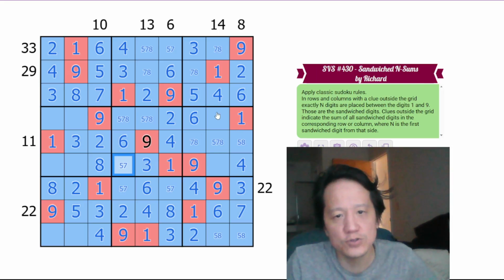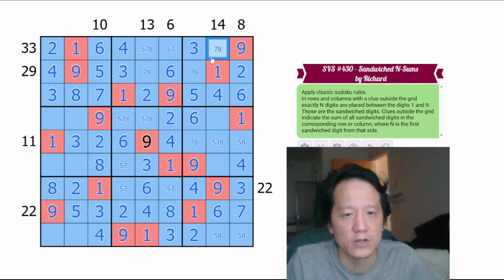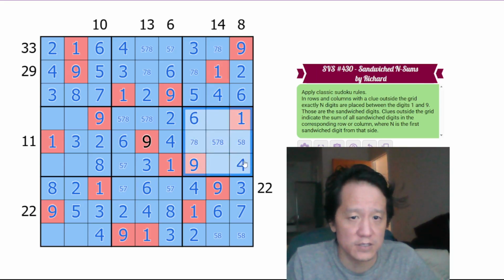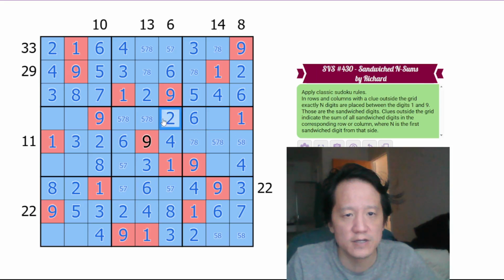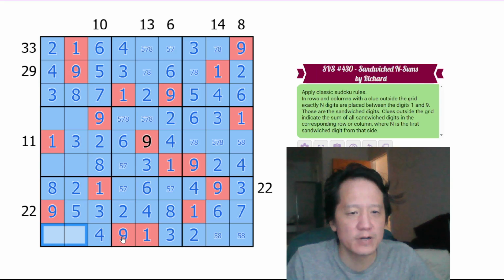We have 2 and 3 remaining in box 6, actually. That leaves this as, can't be 2 because of the 2 in the row. So this is 3, this is 2. We have in box 7, the remaining digits are 6 and 7. It's fine. In row 6, we have the remaining digits as 5, 6, and 7. Okay.